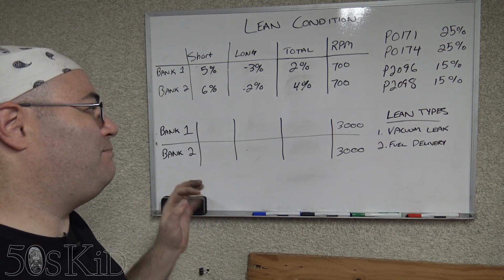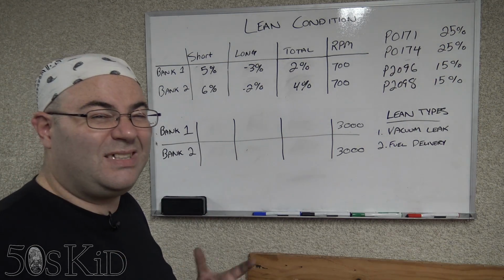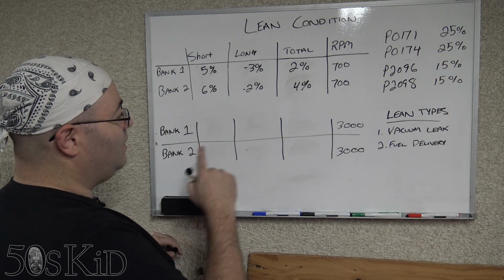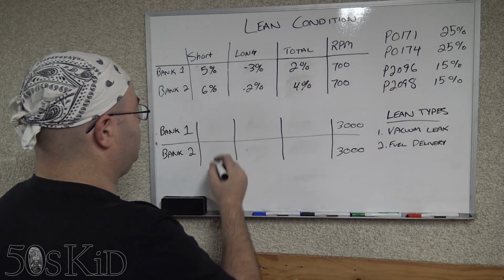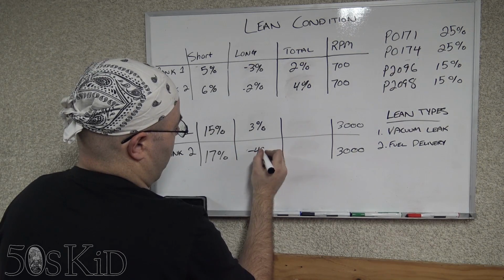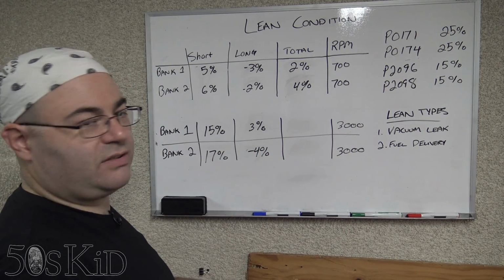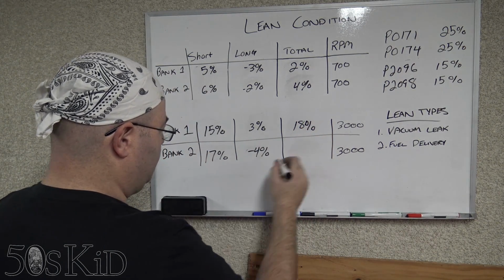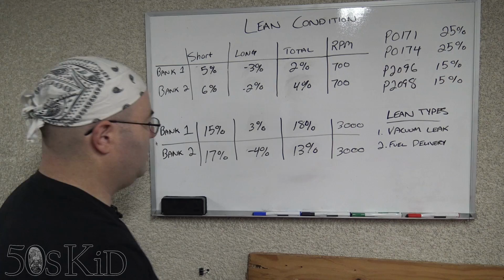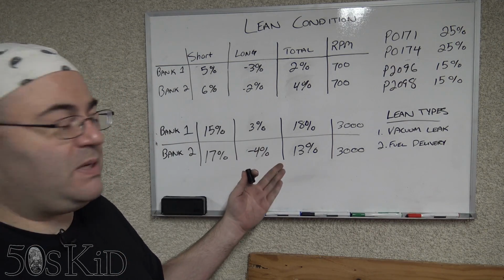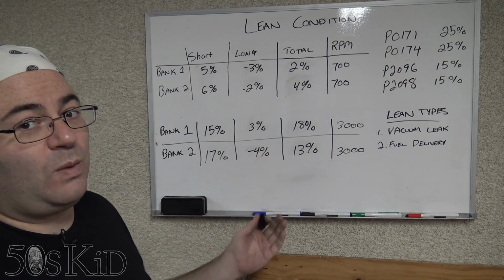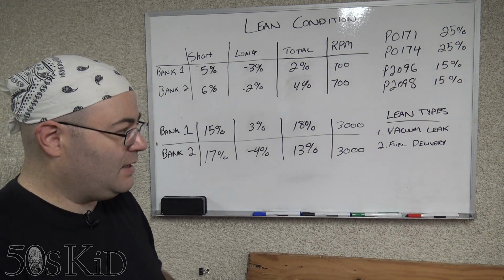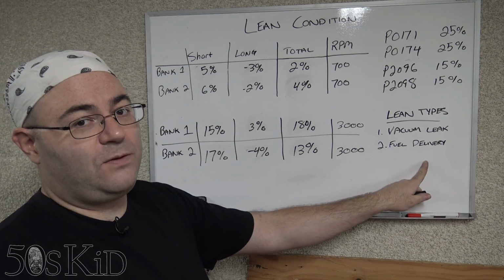Anything that's basically under 10 is really not something that you need to worry about as far as fuel trims go. Now, what if at 3,000 RPMs, this turns into this? So this is a total of 18%, and this is a total of 13%. Look what happened: at speed, the fuel trims went up. When this happens, it is definitely not a vacuum leak. It is almost certainly a fuel delivery problem.